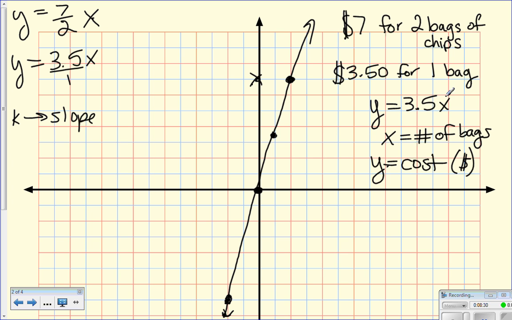So using this equation, we can find how much any number of bags would be. If you were having a party and you were buying 10 bags of chips, all you have to do is plug in 10. And if you notice, here's the cost for 1 bag, would be $3.50, 2 bags, $7, 3 bags would be up here, it'd be $10.50, and so forth. So linear equations are very powerful. Please make sure you understand what slope means in context of the problem.